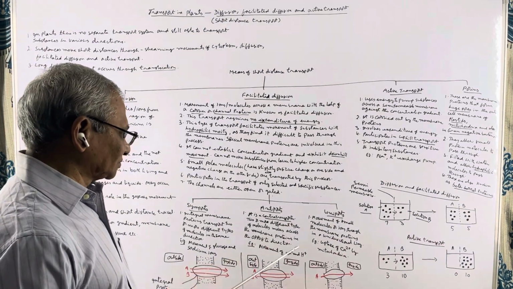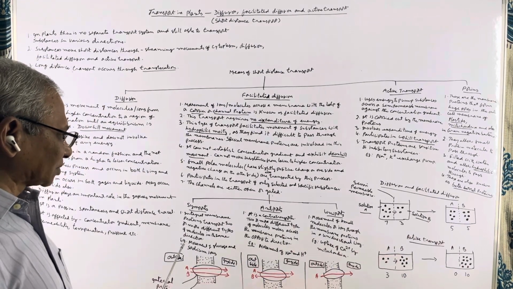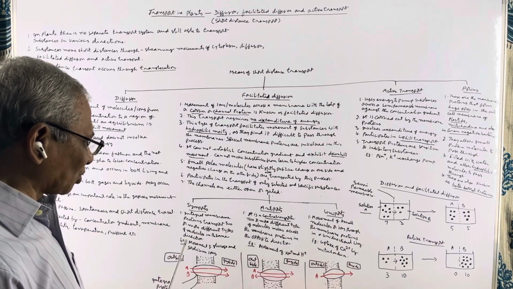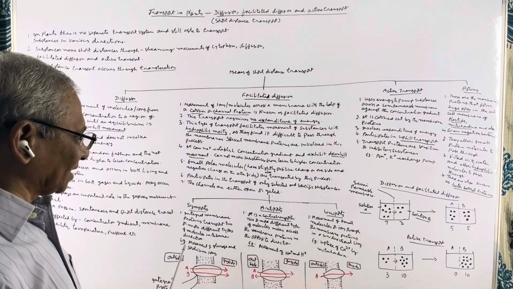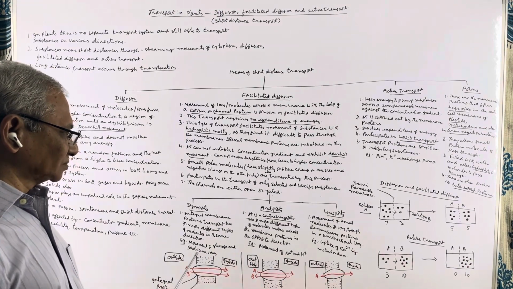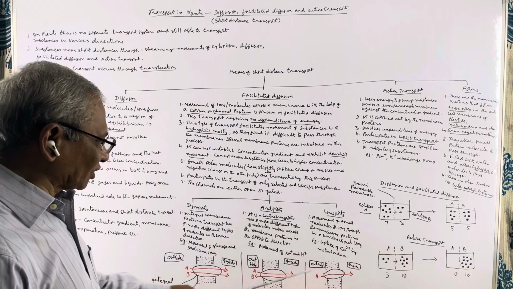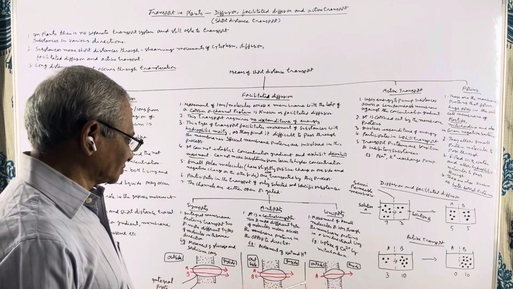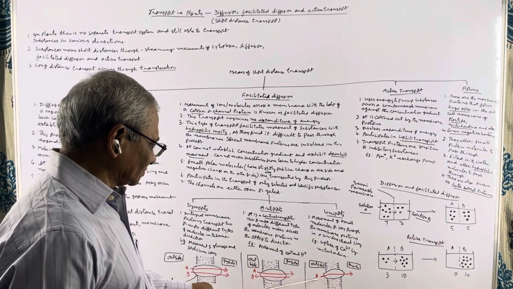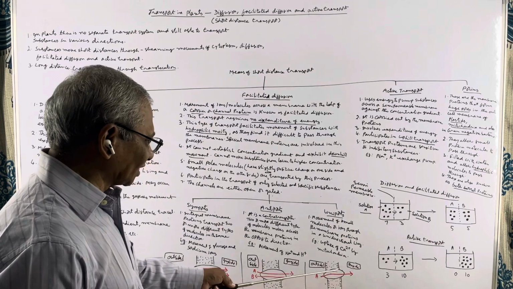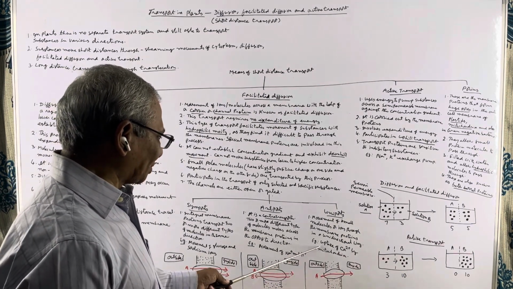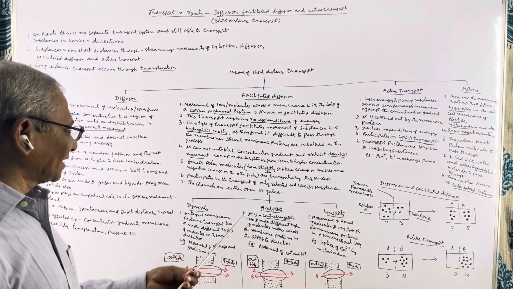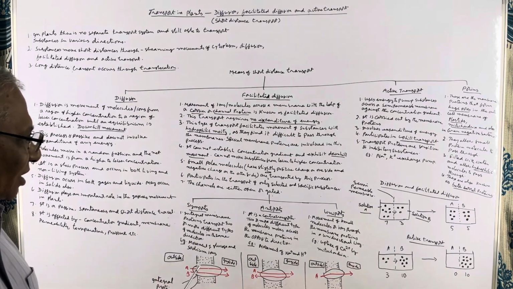Third one is uniports. In the case of uniports, movement of small molecules or ions through the membrane proteins in a unidirectional way. That means ions or molecules that are small travel in only one direction, either into the cell or out of the cell. Here I have drawn. So here molecule A is traveling into the cell through the channel protein. Example is uptake of calcium ions by the mitochondria. So these are the three types of facilitated diffusion.